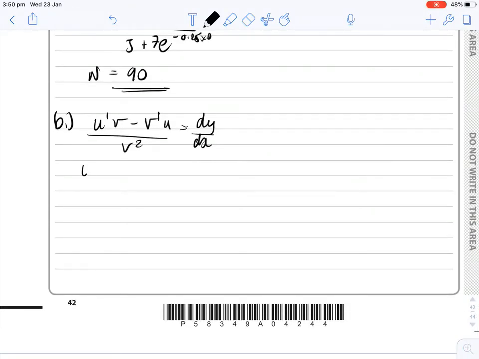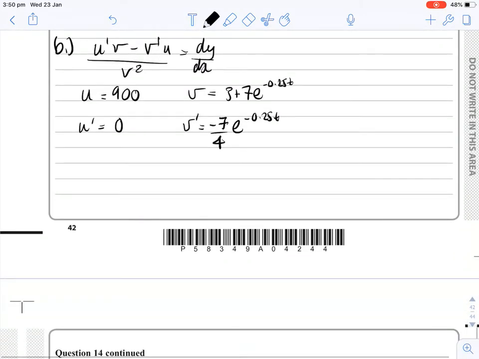So u is the part that we have on top, so our u is 900. u', differentiating 900, just disappears, so it becomes 0. v is what's on the bottom, so we've got 3 + 7e^(-0.25t). Differentiating that, the 3 disappears. With exponentials, we differentiate the power and bring it to the front, so we have -7/4 e^(-0.25t).